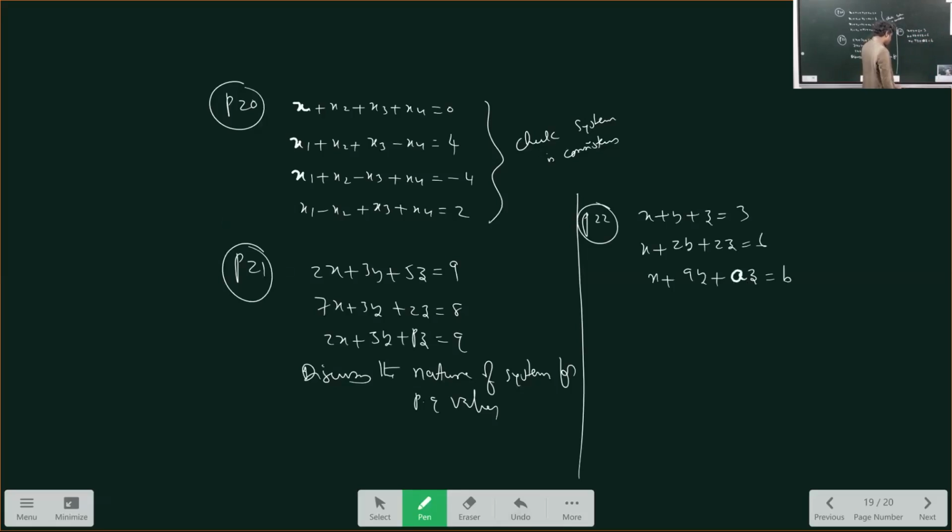Okay, for what values of a and b the system has no solution, the system has unique solution, the system has infinitely many solutions. This is clear? Now, after this, I think the time is 12:56. So let me go for 5 more minutes.